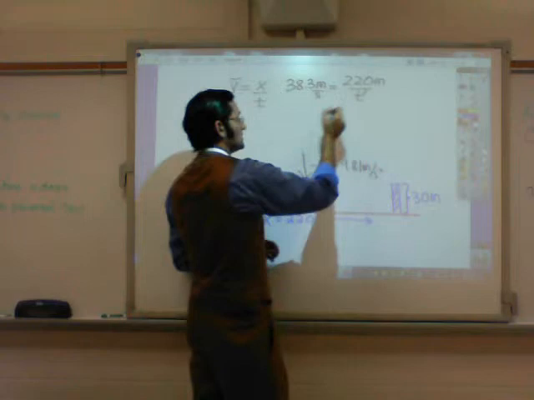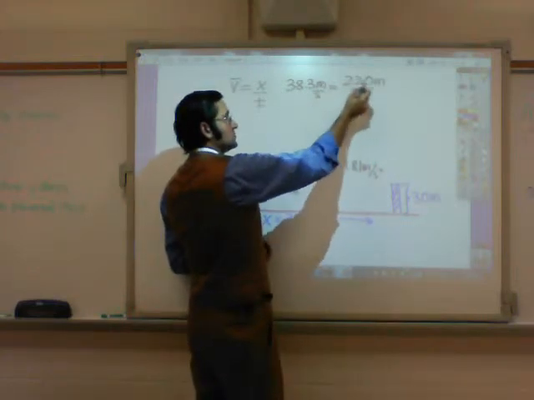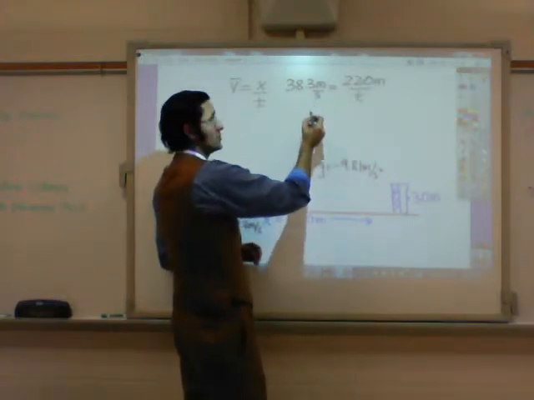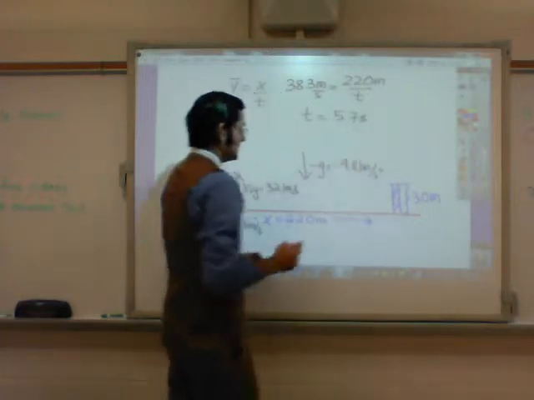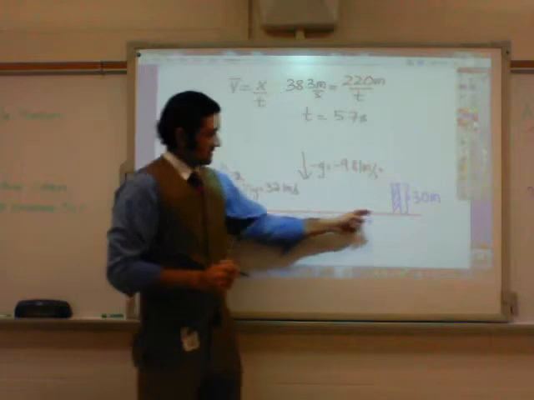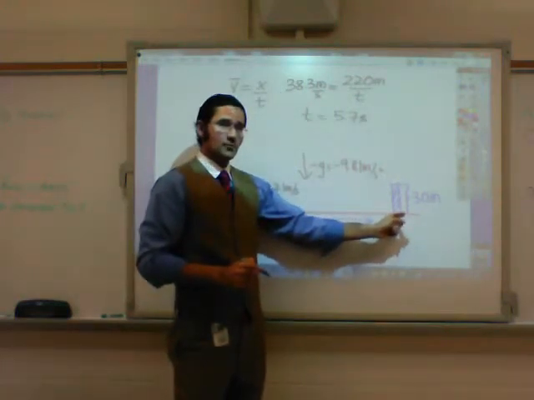and I solve for the time. Using algebra, t equals 220 divided by 38.3, which gives you a time of 5.7 seconds. So that means the ball covers 220 meters sideways in 5.7 seconds.